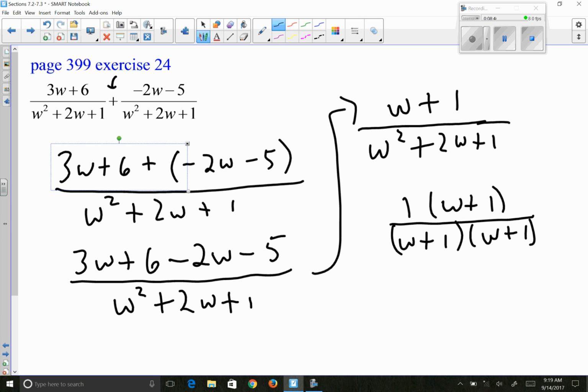And now to get the final answer, we simplify this. Anything divided by the same thing is 1. 1 times 1 is 1, and 1 times w plus 1 is w plus 1. So that's the final answer in simplest form.